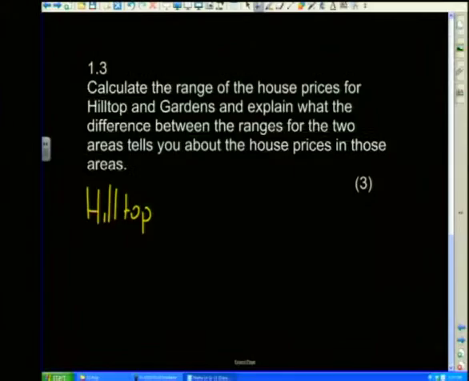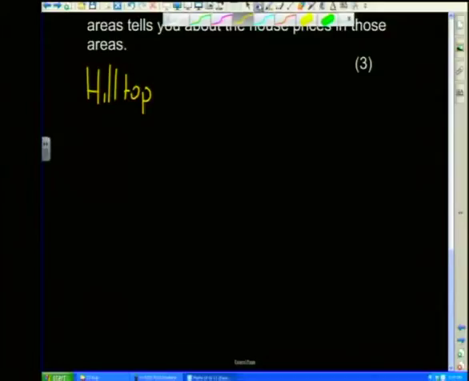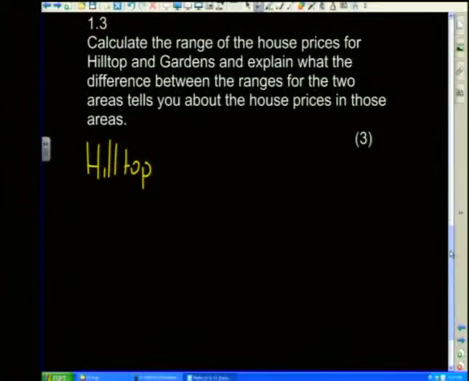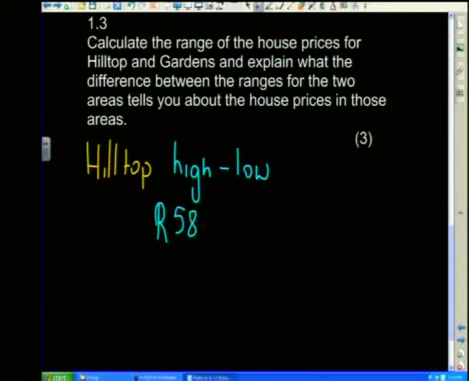Okay, we got all those numbers. So let's get a little bit more space here. Remember our range was our highest minus our lowest. So we're looking for our highest minus our lowest. Our highest for Hilltop was 580,000. And the lowest was 150,000.